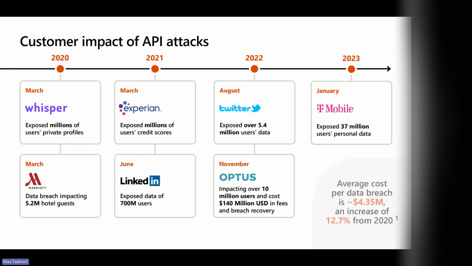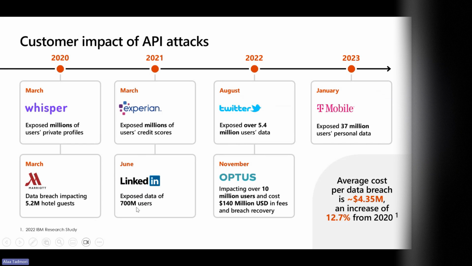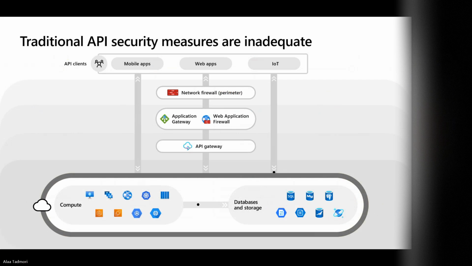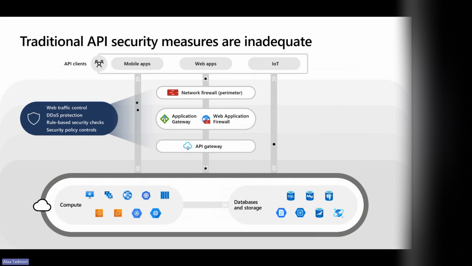And here I have some statistics. LinkedIn, for example, exposed data of 700 million users. Of course, data being exposed doesn't necessarily mean data being used or exploited, but still, these are API exposed data. So we clearly need a solution specific to APIs. Now, you might be thinking, we already have security solutions that protect APIs. Why do we need this new solution?